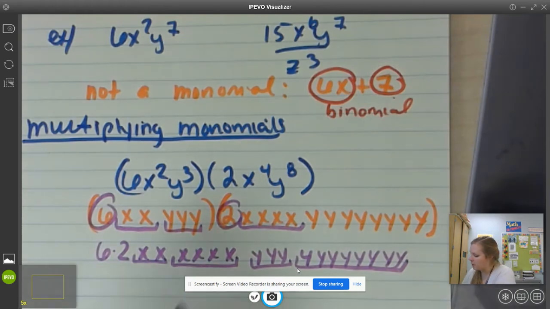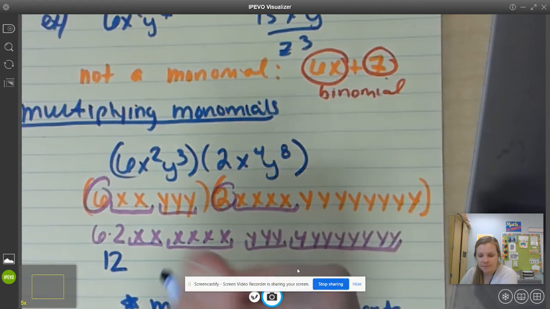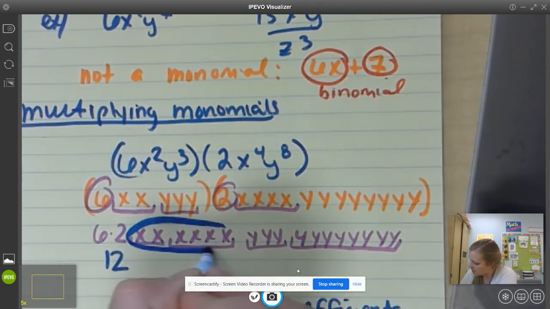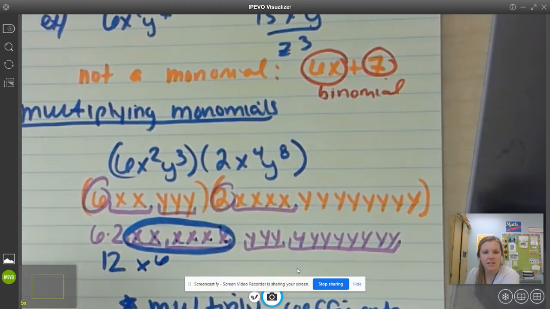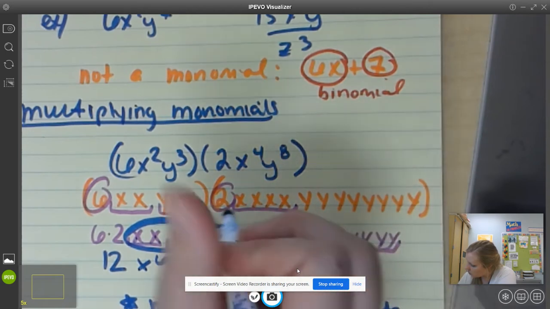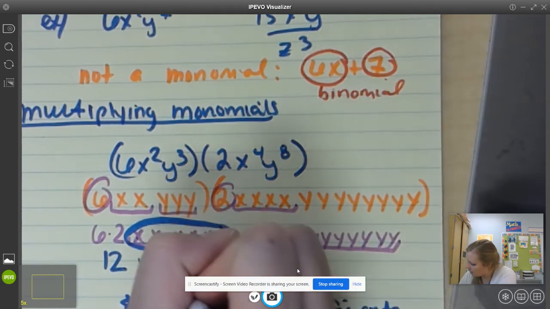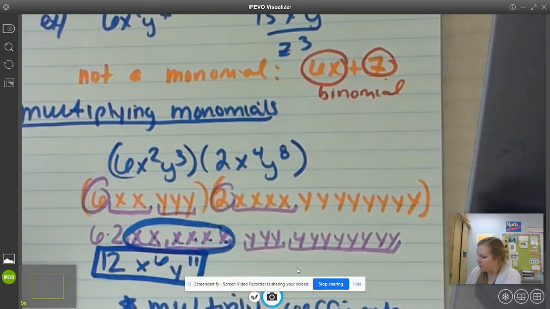So I can multiply the numbers. I know what 6 times 2 is. 6 times 2 is 12. And then I can write all of these x's using one exponent. There are 1, 2, 3, 4, 5, 6. So it's x to the 6th. And y to the 3, and then 8 more. 3 plus 8 is 11. y to the 11th. This is my simplified answer. That is my simplified answer.